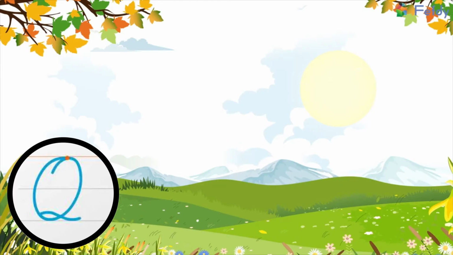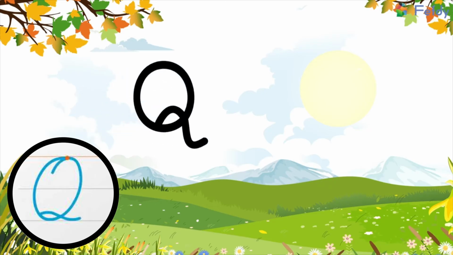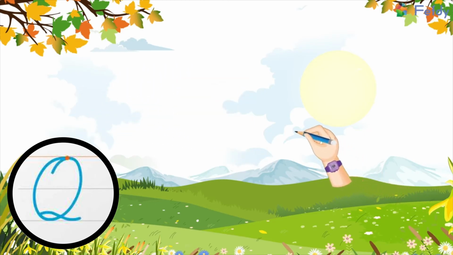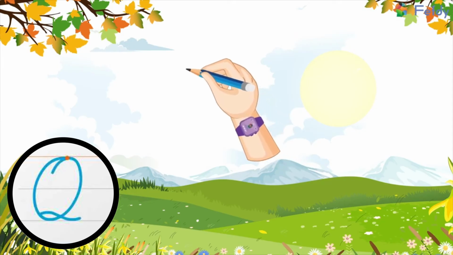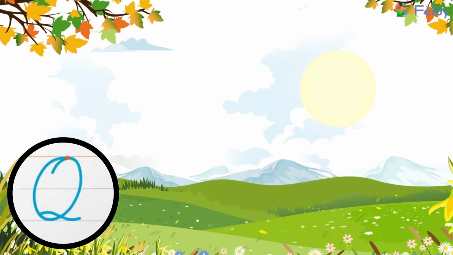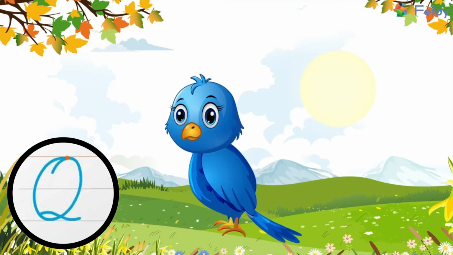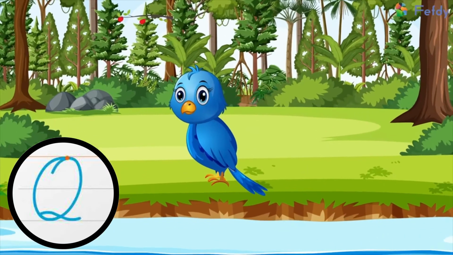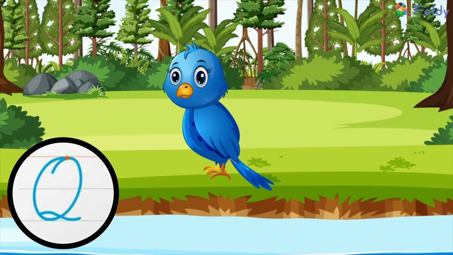Let's get started and learn how to write the cursive capital letter Q. First, grab your favorite marker or crayon. Now, let's look at something that resembles the letter Q. Look at this little bird. Doesn't it look like the letter Q? Come on, let's try writing the letter by looking at the bird.